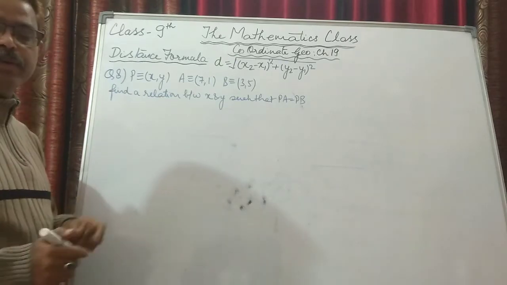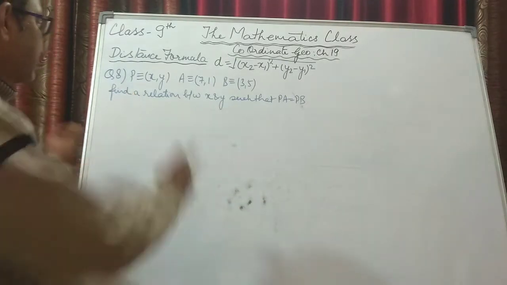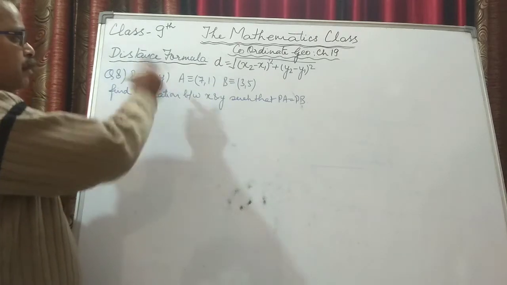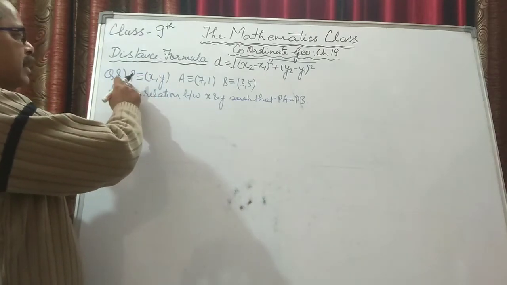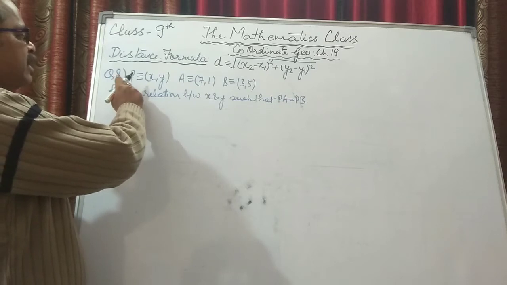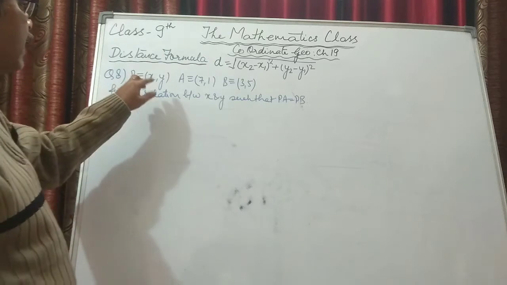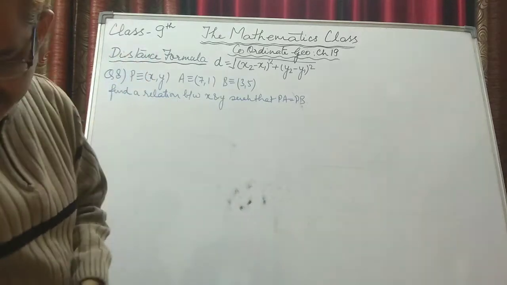Means there is a point whose coordinates are given. Abscissa is x and ordinate is y. So we have assumed, let that point be denoted by P. It means I have written P is a point whose coordinates are x comma y. Means you have to find out a relation between x and y.